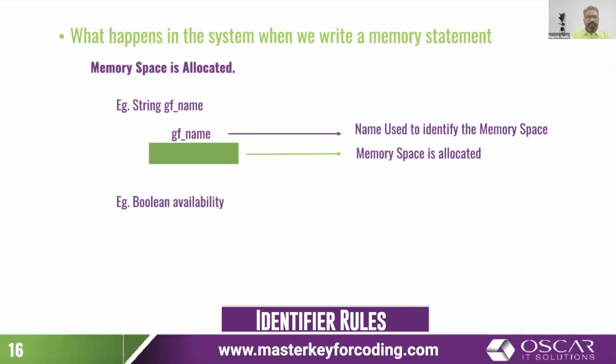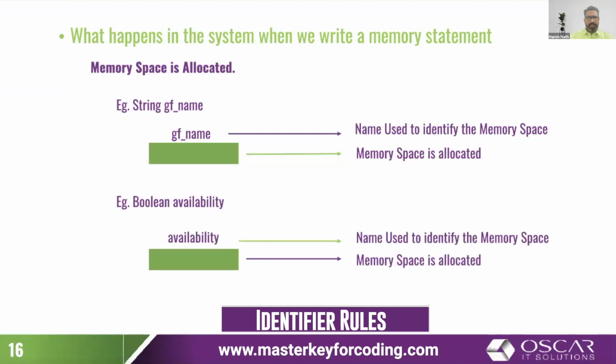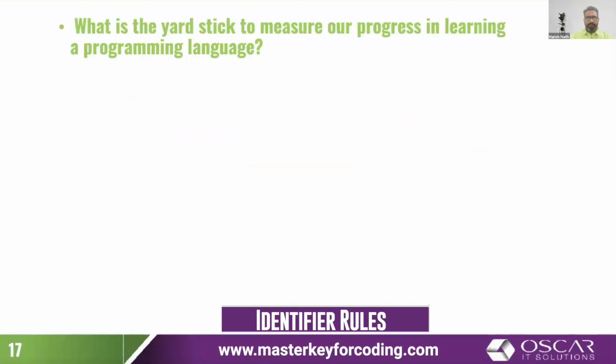Next, another example: Boolean availability. Then a memory space is created, and it's marked with the name availability. Now, this memory space is capable of storing relevant values. GF name can store a string type value. Availability can store a Boolean type value. So now let's move ahead and look into our Excel sheet and try to understand how to write memory statements in different languages and what the data types available are.